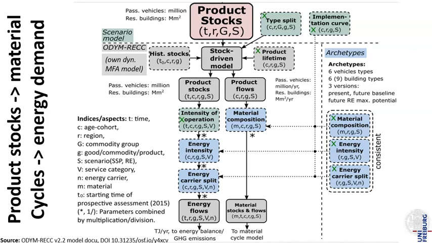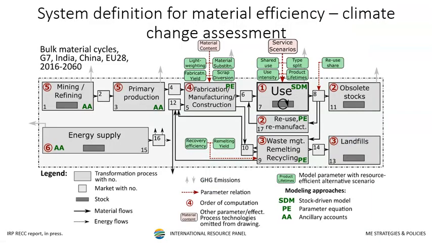We also have energy intensity parameters that translate the product stocks into operational variables and then the energy demand we need for their operation. And the overall system of the assessment that is presented here is shown here. So we have the material cycles from the mining stage, material production, fabrication, and the use phase, to then the reuse, remanufacturing, and waste management processes. And we have the energy supply system that supplies all the energy to operate these different processes, both the material related processes and the use phase where the products are operated.